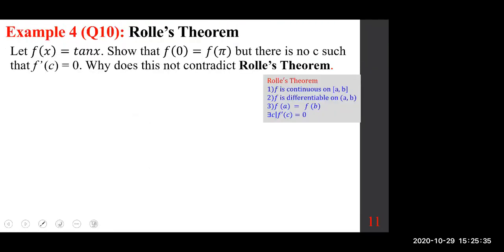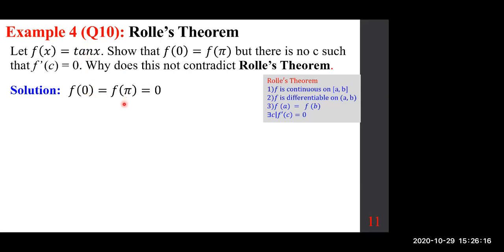Let's look at something fairly similar. We have a function f of x equals tan x. And we are going to show f of 0 equals f of pi. But there is no c such that f prime is 0, and why it doesn't contradict this theorem that is called the Rolle's theorem. Okay. You really don't have to go even through the process, but let's go through the process. First of all, f of 0, tan of 0 is 0, f of pi, tan of pi is 0. I hope everybody knows that the tangent is 0 at 0 and pi.